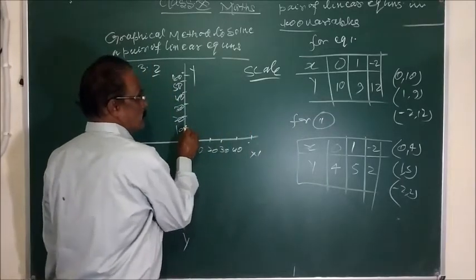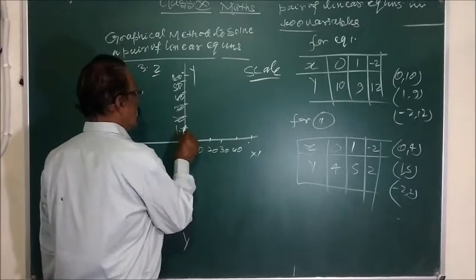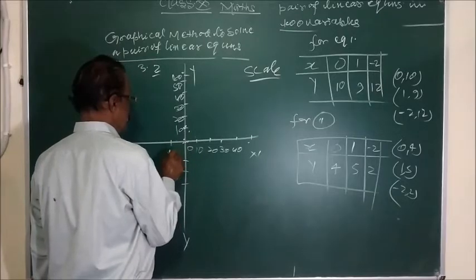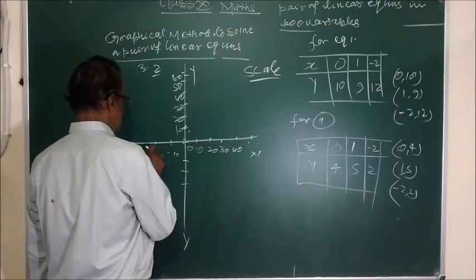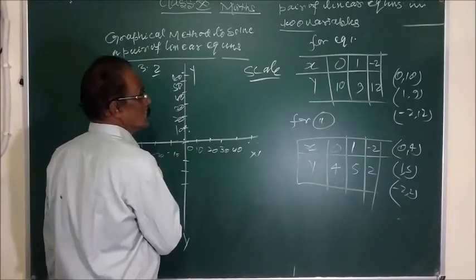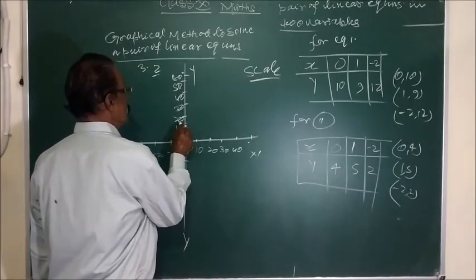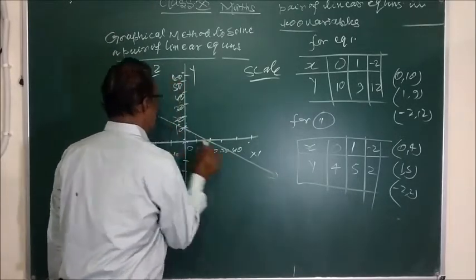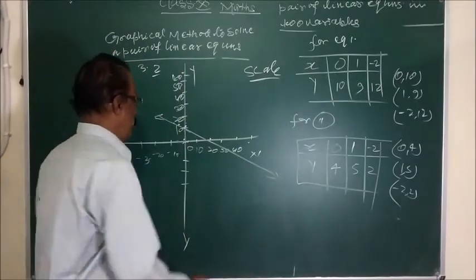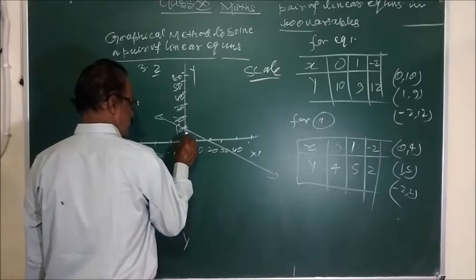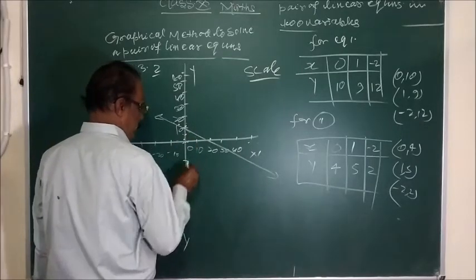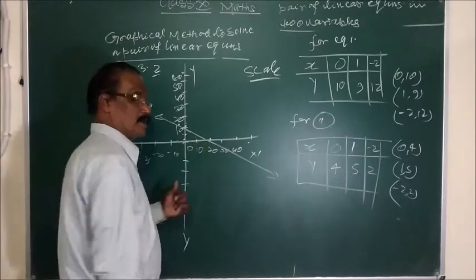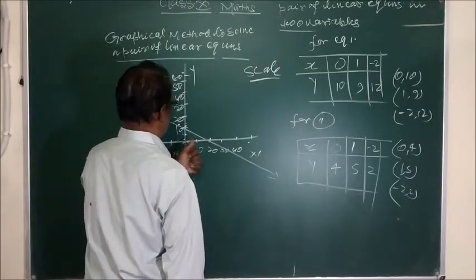Then (0, 10), (1, 9), and (-2, 12) like this, with -10, -20, -30 on the negative side. If you join these points, you can extend the line. For the second, (0, 4), (1, 5): you can suppose one big division is equal to 1 unit.